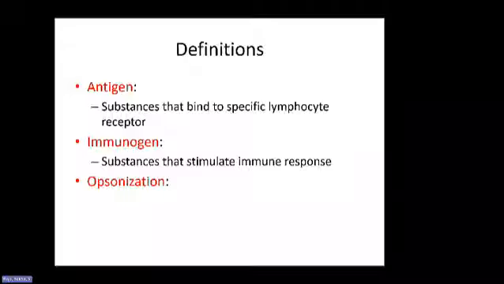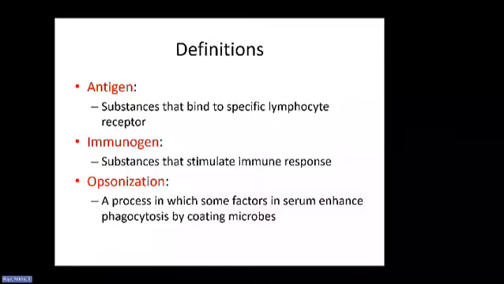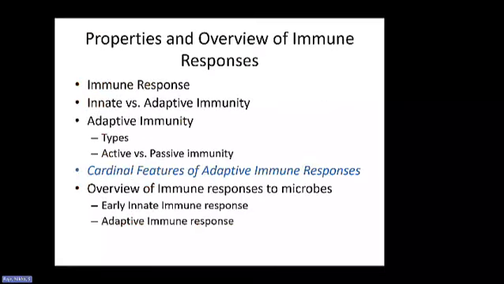And what is opsonization? I believe we talked about this in Somparak as well. Opsonization is a process in which some factors in serum enhance phagocytosis by coating the microbes. So they pretty much tag the microbe for destruction, so that it can be eaten up by the phagocytes easily. It is basically a label, a sign that the phagocytes can follow and take up and kill those microbes. That's called opsonization.